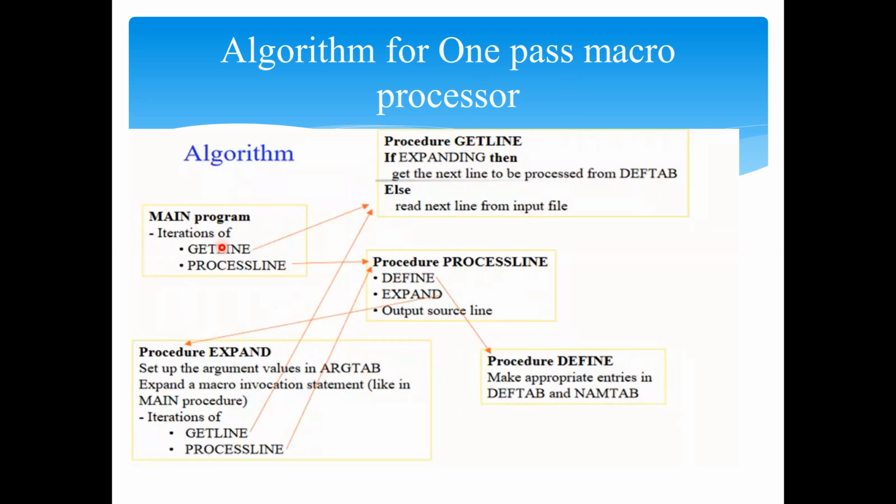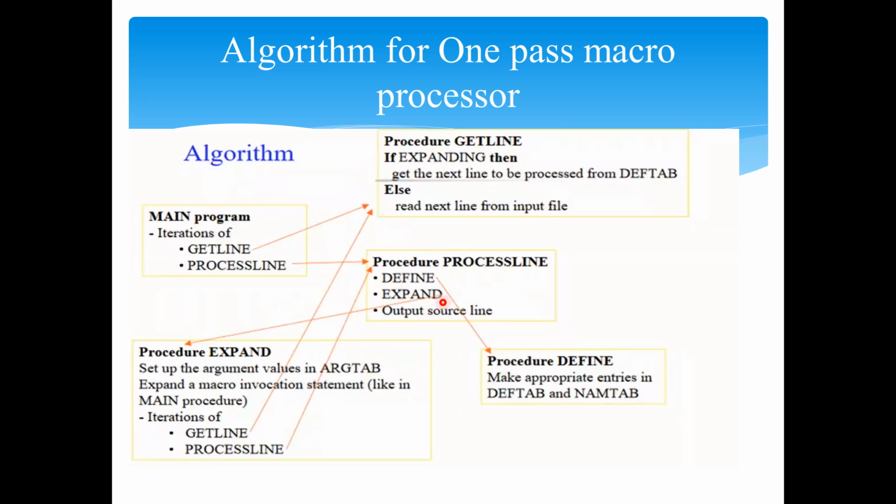In the main program, you keep on calling GETLINE and PROCESSLINE. What happens in GETLINE is, from the name itself, you are reading a line. The line will be read either from the input file or from the definition table. Depending upon some condition, you will either read the line from the input file or from the definition table. And in PROCESSLINE, whatever line you have read now, depending upon if it's a macro definition, then you will call the procedure DEFINE.